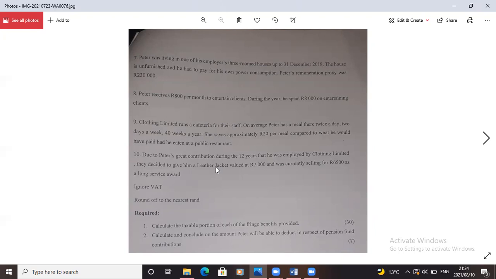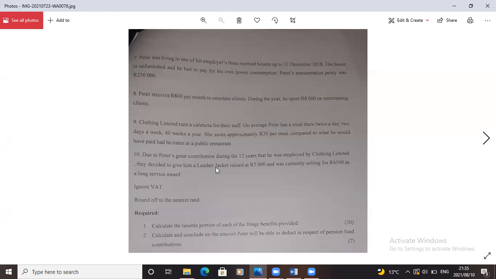So how do we calculate the taxable benefit? You say market value minus cost price minus exemption, or cost price minus exemption, which is 5,000. If the cost price of that award he received exceeds 5,000, minus 5,000. So it's either subtract 5,000 or subtract the cost price. So in this case, it's a 12 years period he was working. So it forms part of a long-term service award.